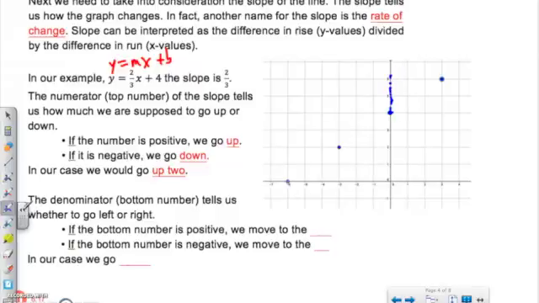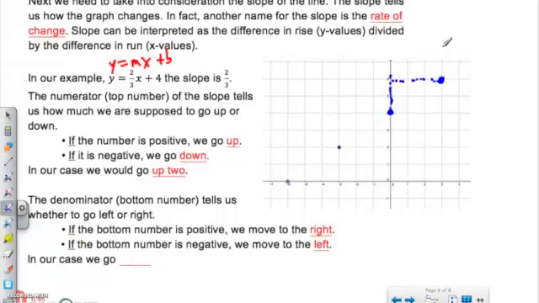Now, our denominator, or our bottom number, tells us whether to go left or right. If the bottom number is positive, we move to the right. If it's negative, we move to the left. In this case, it is a positive 3. So now, after I've gone up 2 from my numerator, I'm going to count across and go over 1, 2, 3. And I'm going to put my new point right there. So now I have 2 points.